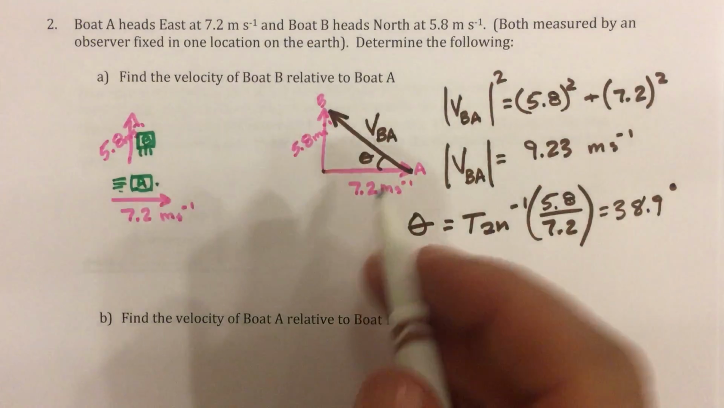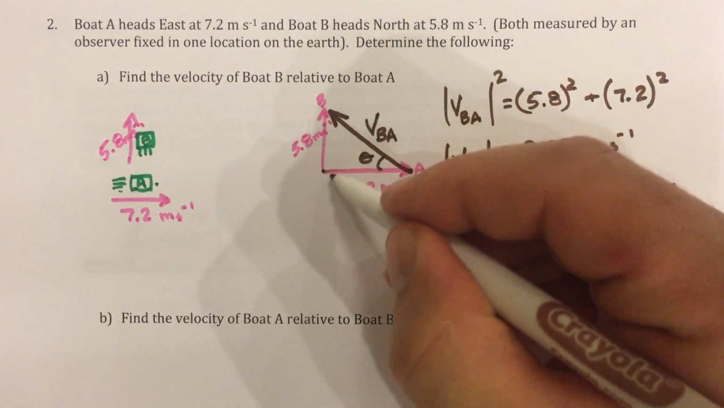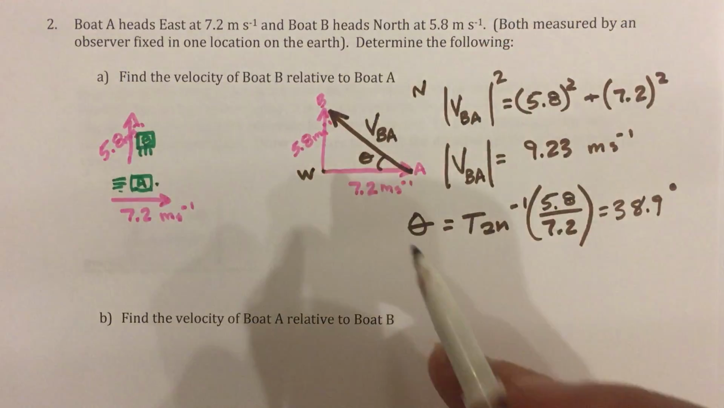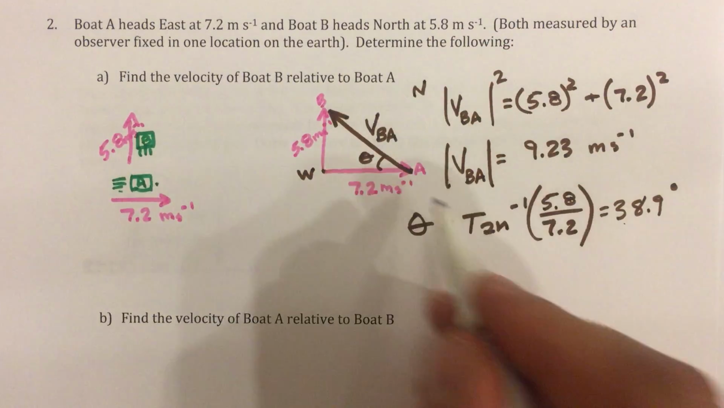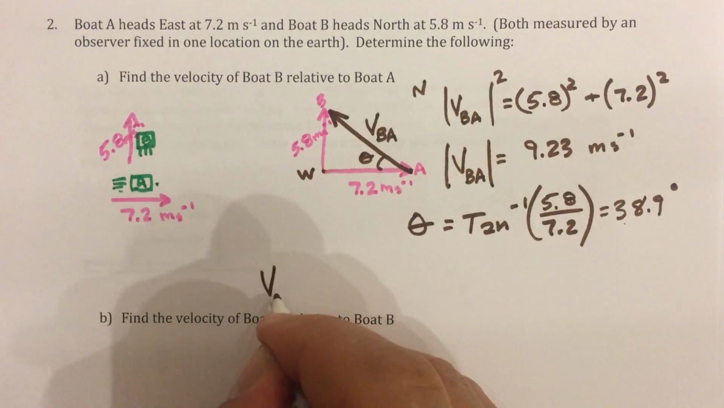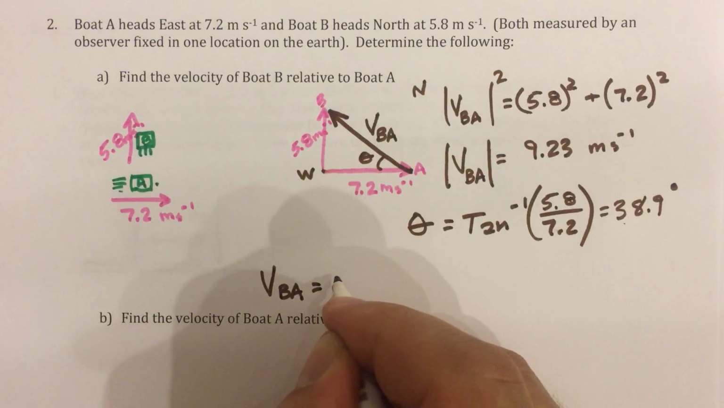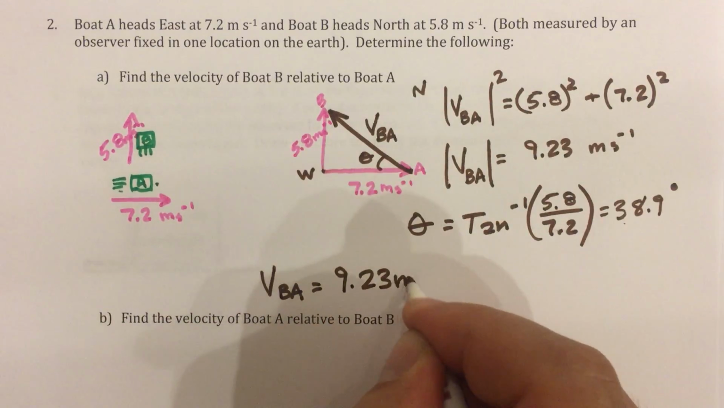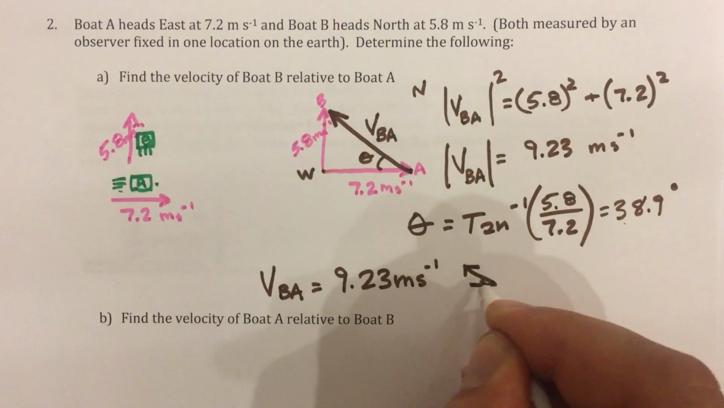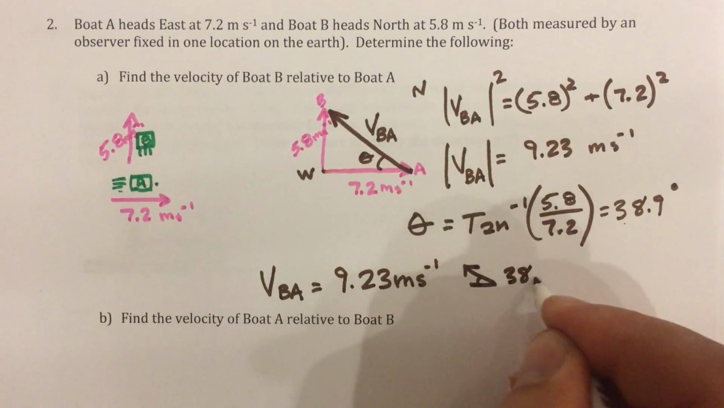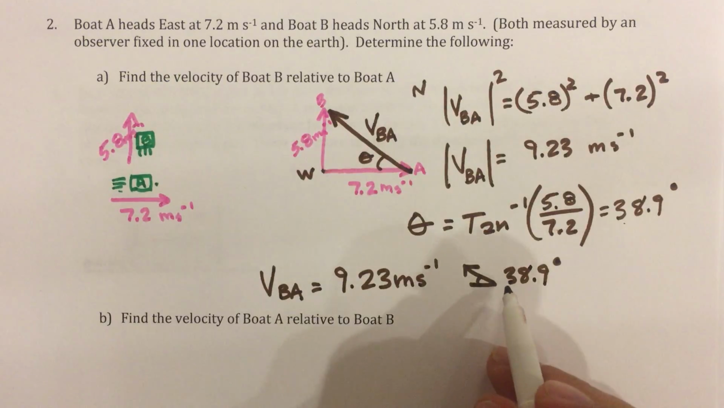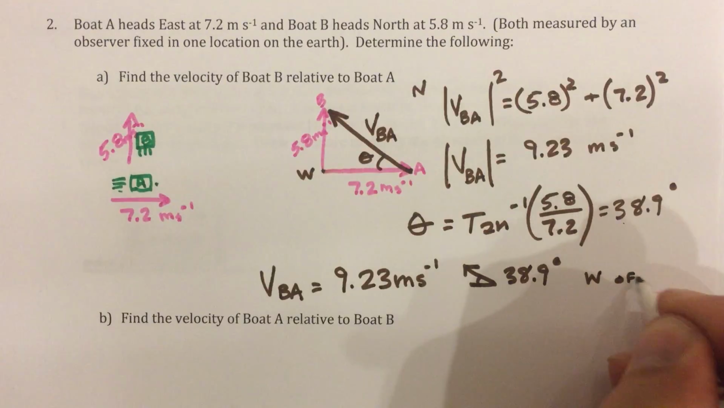Rock on. I might say that that angle right there, if this direction is west and this direction is north, I might call that angle 38.9 degrees north of the direction west. So I could represent VBA is equal to 9.23 meters per second. And then I could represent this angle here as 38.9 degrees. Or instead of drawing a picture showing the angle, I could say 38.9 degrees west of north.